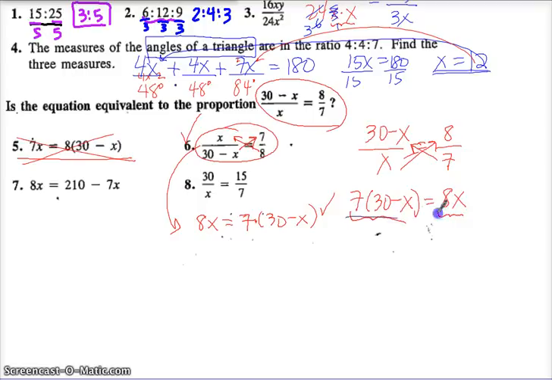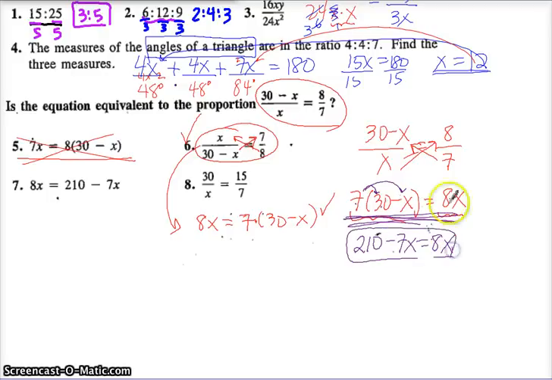If I took this answer right here, notice they have a 210, so that says I need to distribute the 7. So 7 times 30 is 210, and 7 times negative x is negative 7x. So now does my purple work, because all 3 of these statements are equivalent equations. So are these 2 equivalent? Yes, they are. 210 minus 7x equals 8x. 210 minus 7x equals 8x.